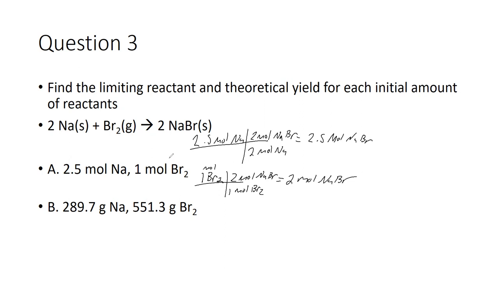That means bromine is my limiting reactant, because my bromine is going to run out first before my sodium does, because I make less sodium bromide with it. And my theoretical yield is 2 moles of sodium bromide. With these starting conditions, the maximum amount of sodium bromide I can make is 2, because my bromine will run out and then I'll have no bromine left. Just like in the previous example, my pepperoni runs out. I can no longer make pizza. Same idea. I'm just using chemicals now.